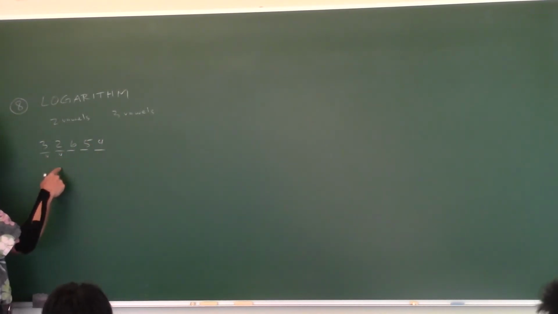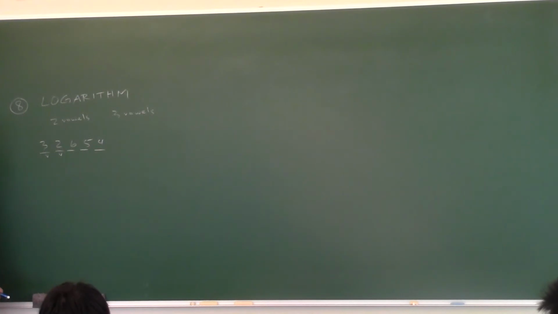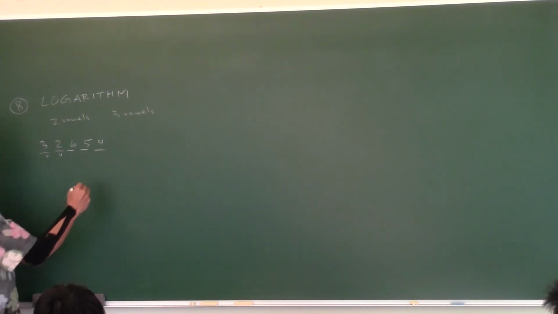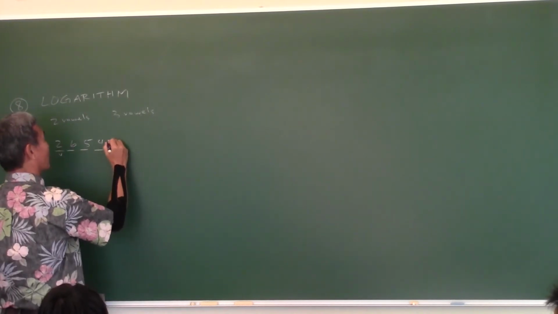Vowels in positions 1 and 2? No. So how many cases? What? 5 factorial over 2 factorial. Right? Almost. 5 choose 2. Or here, or like this.